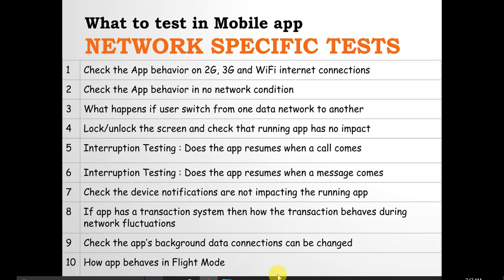Now if you talk about network specific test, then you'll have to check the app behavior on different internet connections like 2G, 3G or Wi-Fi. Check the app behavior if you have no internet connection. What happens if you just switch from one data to another? Lock unlock the screen. Perform some interruption testing, like while interacting with your application you can make some calls, you can send some messages, you can use another application, and this is how you can perform the interruption testing.